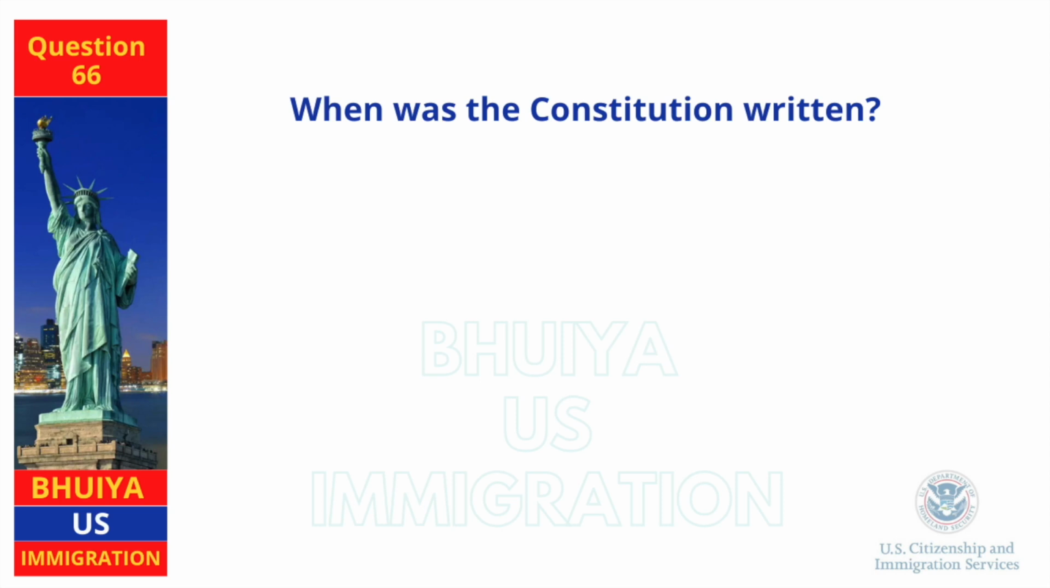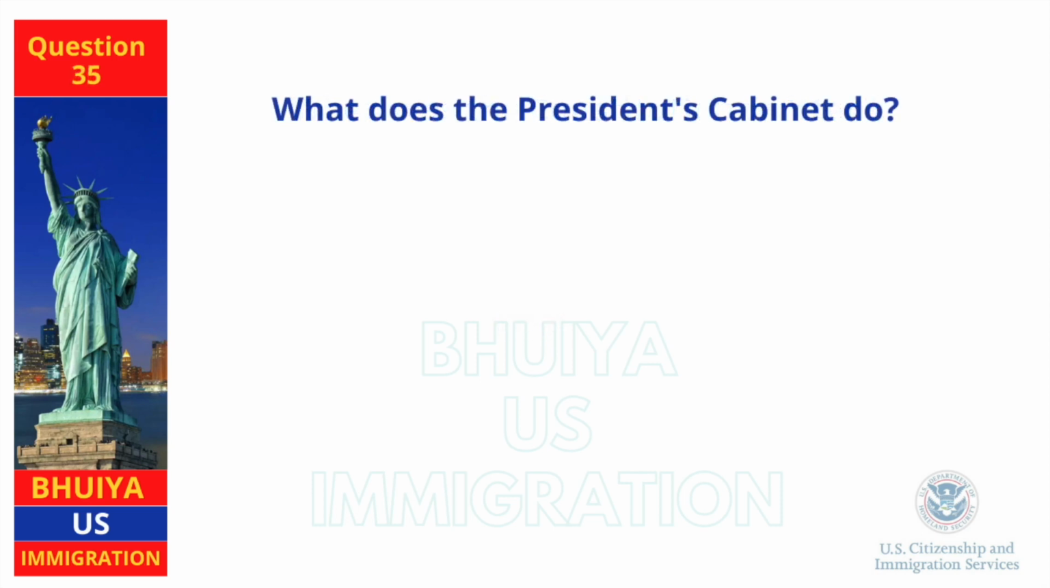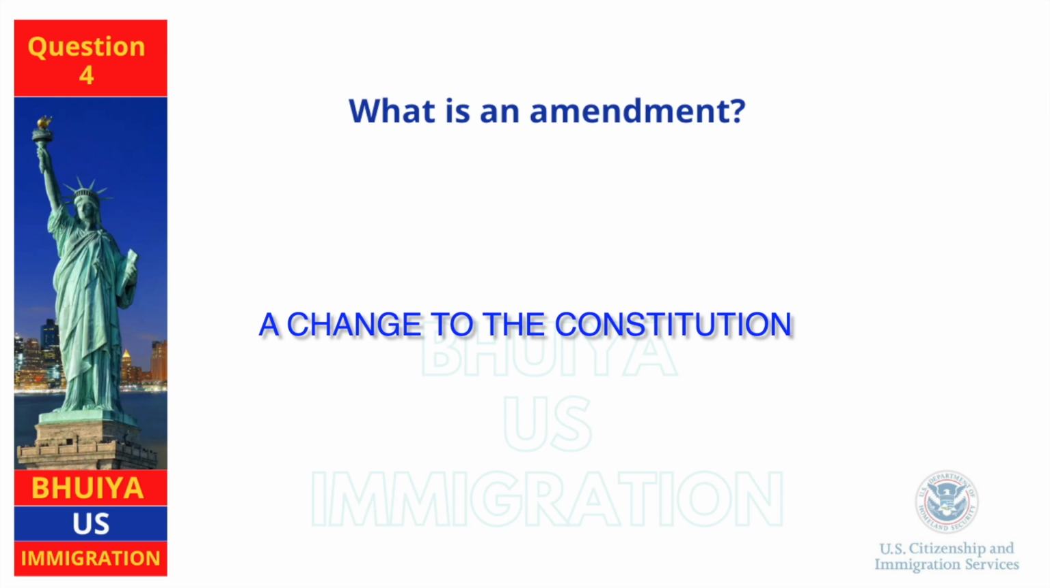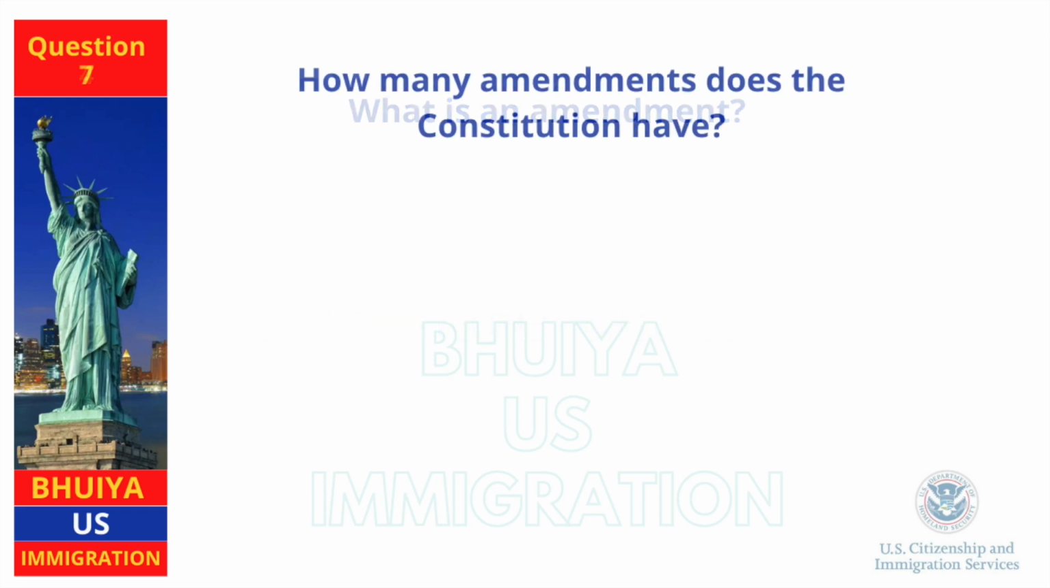When was the Constitution written? 1787. What does the President's Cabinet do? Advises the President. What is an amendment? A change to the Constitution. How many amendments does the Constitution have? 27.